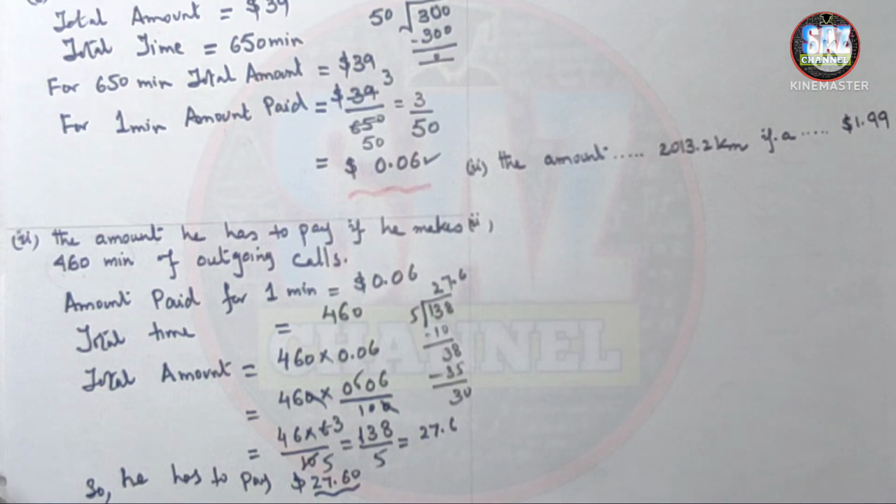I hope students you are really clear how we are finding the value of 1 unit and how we are finding the total amount that you have to pay for a certain amount of time. These are really important questions, not only for your O-level examination, but for everyday life as well. So please watch and understand all these questions properly, and let's move to question number 5.